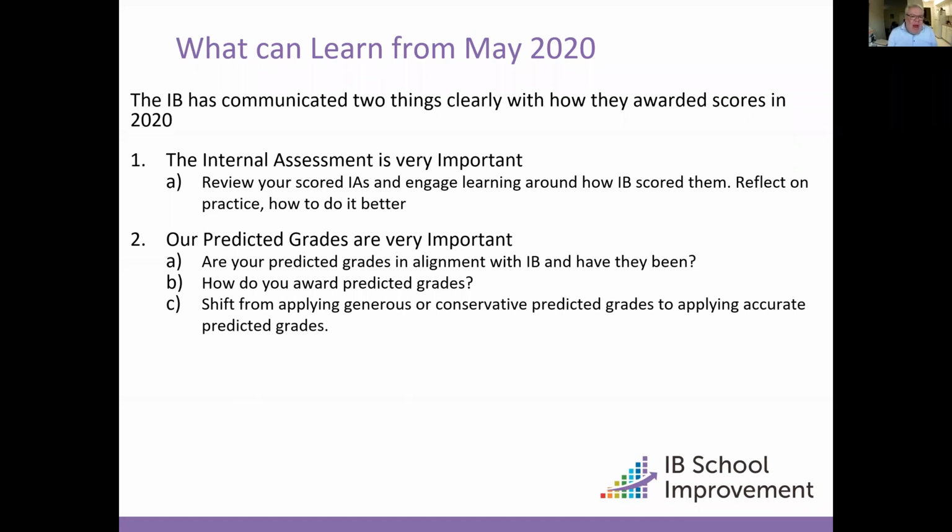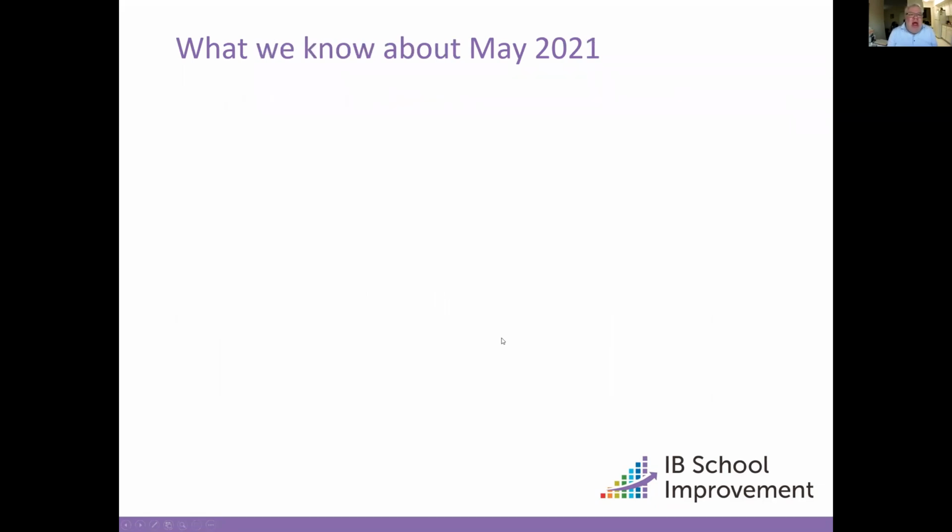I feel sometimes, and this is true in some places and not in others, that teachers look at the predicted grade process as a reflection on themselves. And they generally think about the idea of, I don't want to be too generous, I don't want to go too low, and it kind of pushes kids into the middle, which is going to have a kind of negative effect in this year, but we're going to talk about that process now. So what do we know about May of 2021?